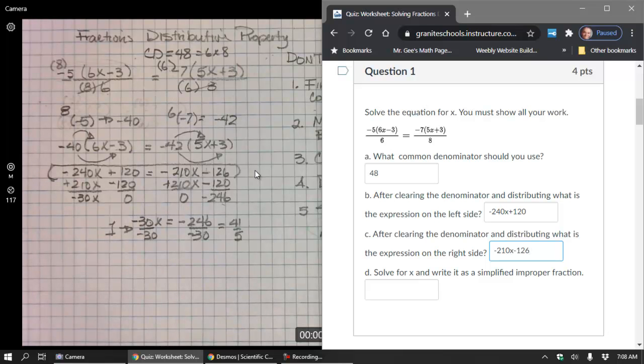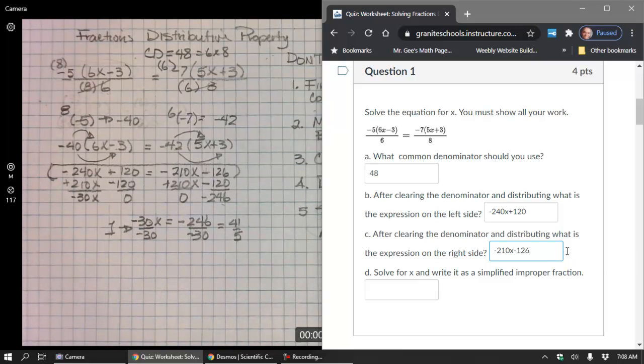And then what did we get for our solution? Our solution was this right here. So 41, just write 41 divided by 5.